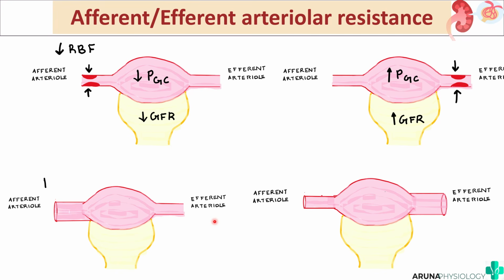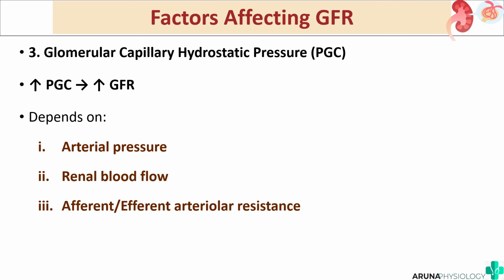Now suppose it is dilation. Suppose there is dilation of the afferent arteriole. In that case, there will be increased renal blood flow. So there will be increased capillary hydrostatic pressure, increased GFR. Now suppose it is efferent arteriolar dilatation, what happens? In that case, there will be decreased capillary hydrostatic pressure, so decreased GFR, right? So thus we've seen the three factors on which the glomerular capillary hydrostatic pressure will depend, which is arterial pressure, renal blood flow, and afferent and efferent arteriolar resistance.